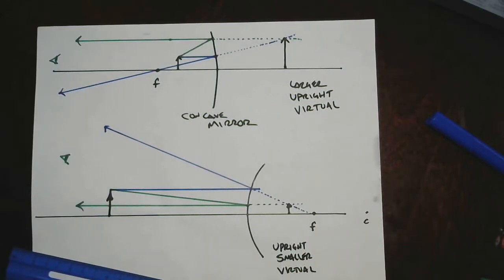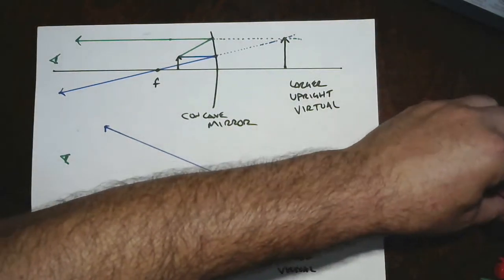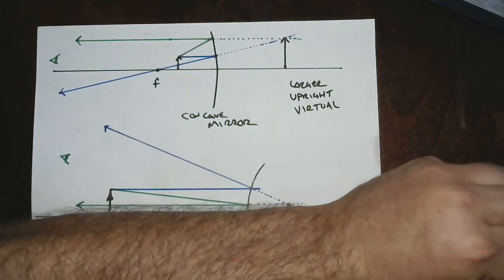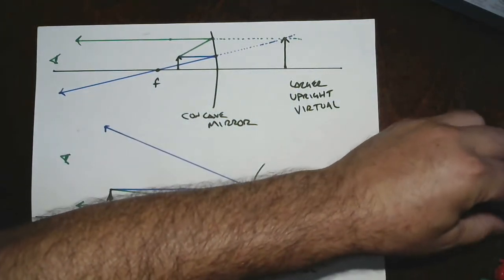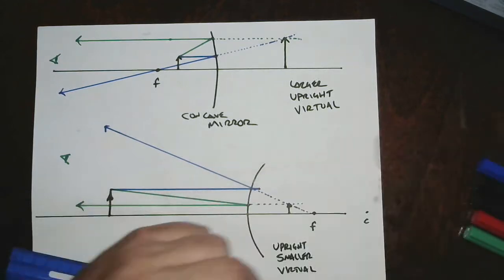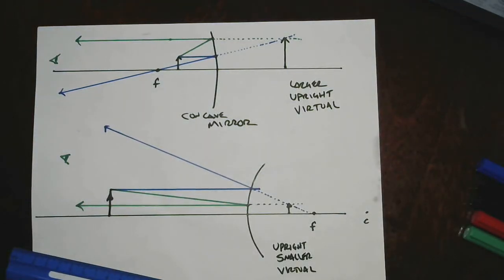This is the type of mirror that people use like on the passenger side of your car to give you a wider field of view, but unfortunately it makes everything in it look smaller. So they have to print a little warning. Objects in this mirror are closer than they appear, because if you're going to use perspective to guess how close that car is, you're going to be incorrect.